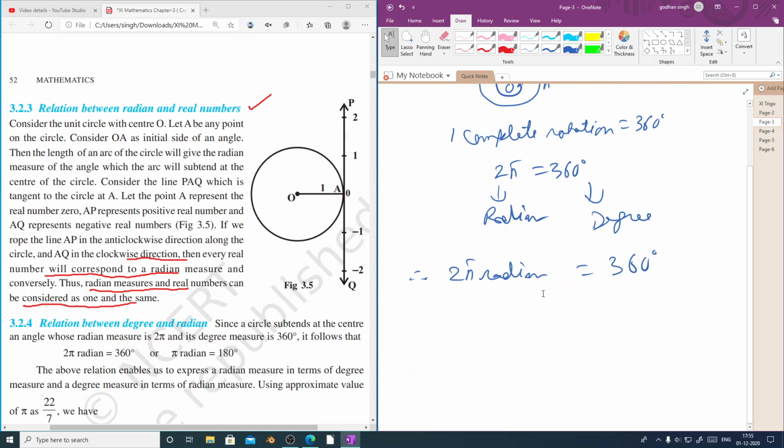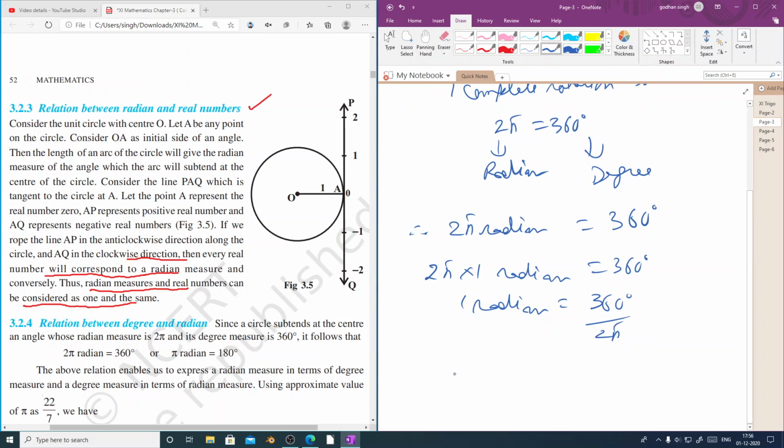Now suppose radian is given, we can convert into degree, and degree we can convert in terms of radian. It's very simple. Suppose we want the value of 1 radian. From this we can calculate it. This can be written as 2 pi into 1 radian equals 360 degree. So this will give us 1 radian equals 360 degree by 2 pi. Therefore 1 radian equals, because 360 degree and this 2 both can be divided by 2, this will become 180 degree by pi.